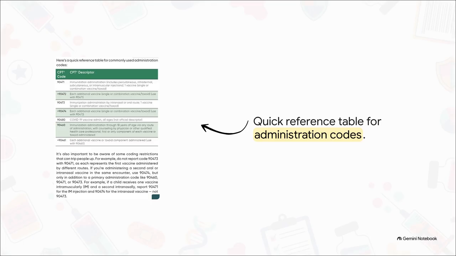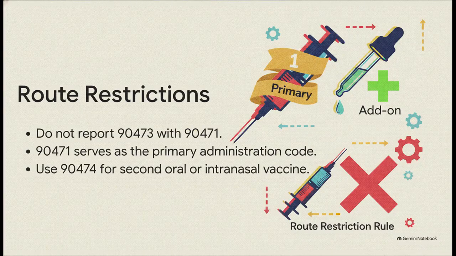And finally, at the bottom, we see our counseling codes, 90460 and 90461. So the absolutely crucial point here is how you mix and match these routes when there's no counseling. You can never, ever have 2 first administration codes on the same claim for these traditional vaccines. Do not report 90473, which is the first oral vaccine, alongside 90471, the first IM injection.